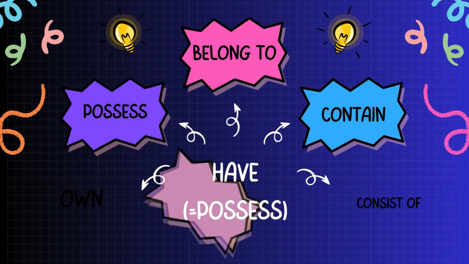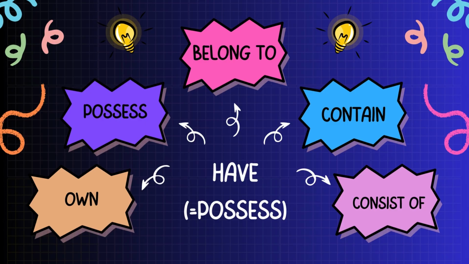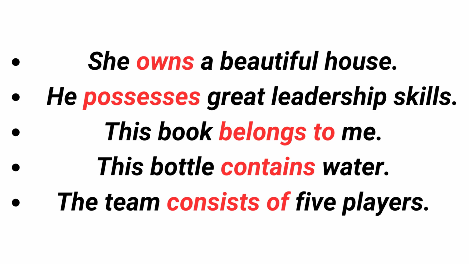And the last one is have, that is to possess, and the verbs are own, possess, belong to, contain, consist of. So the examples are she owns a beautiful house, which is correct. She is owning a beautiful house is incorrect. He possesses great leadership skills. He is possessing great leadership skills is incorrect.